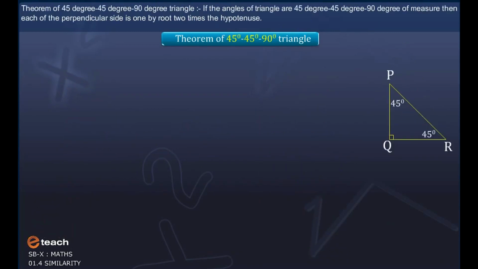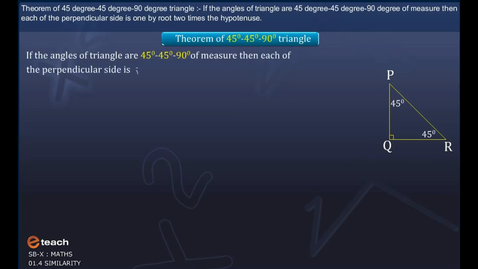Theorem of 45, 45, 90 degree triangle. If the angles of a triangle are 45, 45, 90 degree of measure, then each of the perpendicular sides is 1 by root 2 times the hypotenuse.